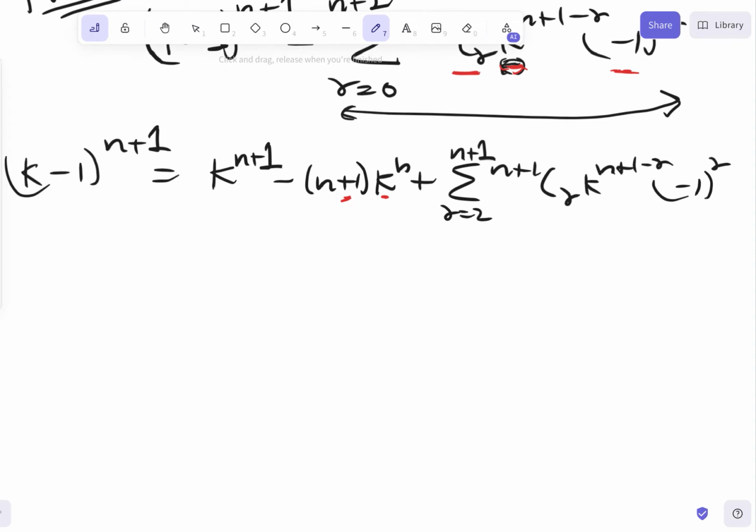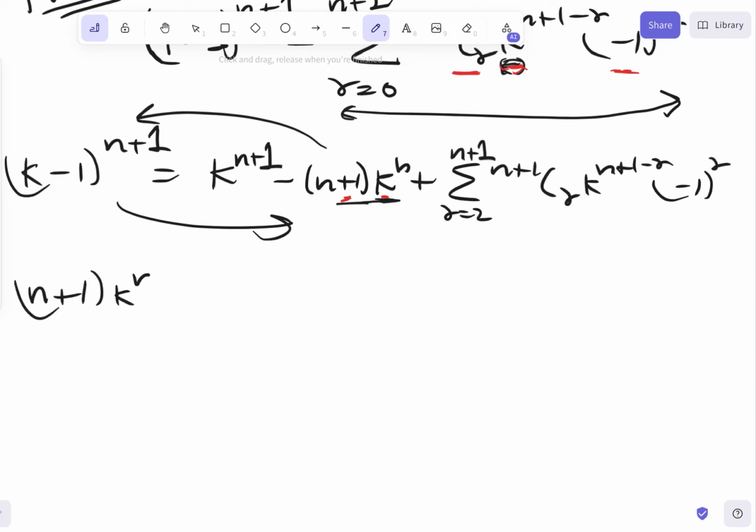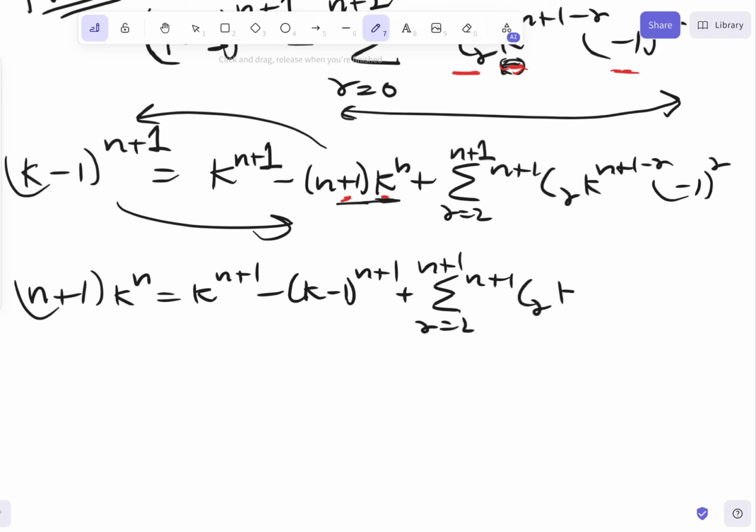Now since we have to deal with this term when trying to introduce s in the equation, let's bring it to this side and this to this side just for the ease. N plus 1 into k power n equals k power n plus 1 minus k minus 1 power n plus 1 plus, I'm rewriting the formula once again, nothing fancy.